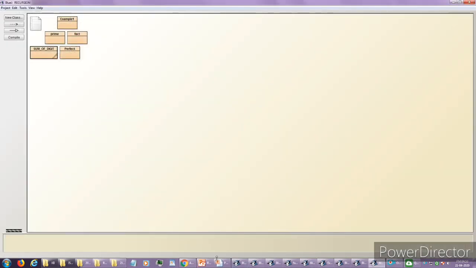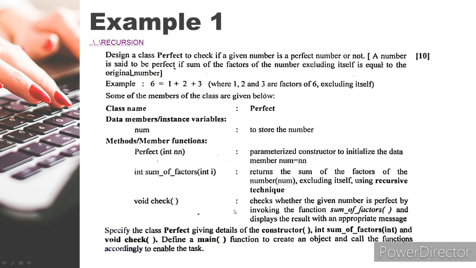Now, what type of questions will we get in ISC Part 2, Section B? You will get 3 programs. Out of these 3 programs, 1 program you will definitely get from this recursion part.